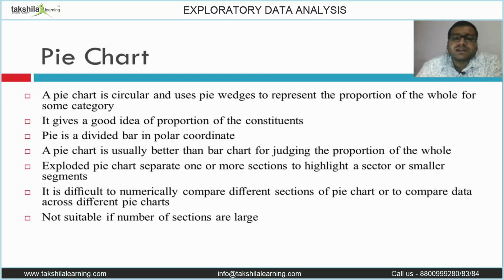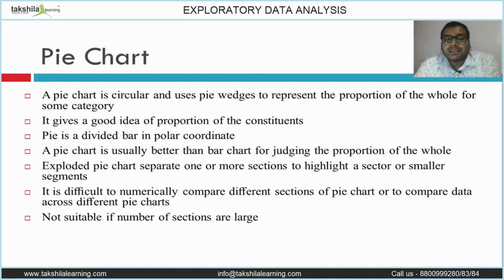The pie is divided in polar coordinates. Definitely it is divided depending on how much data there is, it will automatically divide and separate all the categories. And a pie chart is usually better than a bar chart for judging proportion. Definitely it will give the entire proportion, how much one portion is available in the entire category of the data.